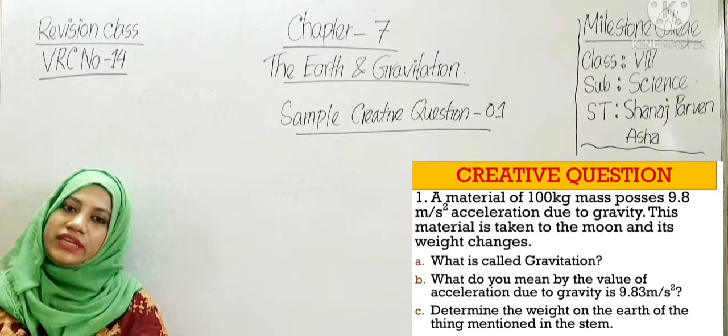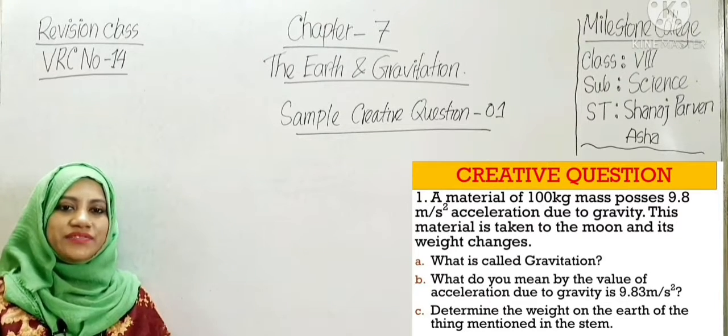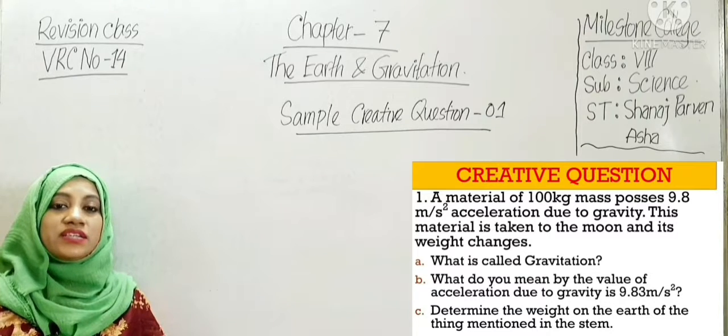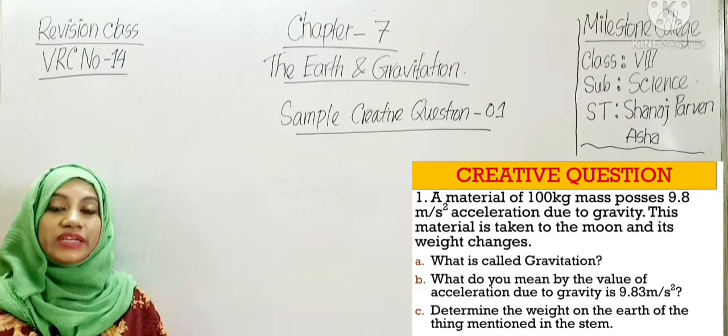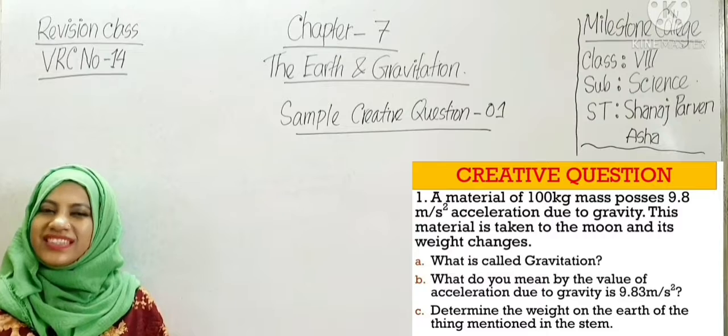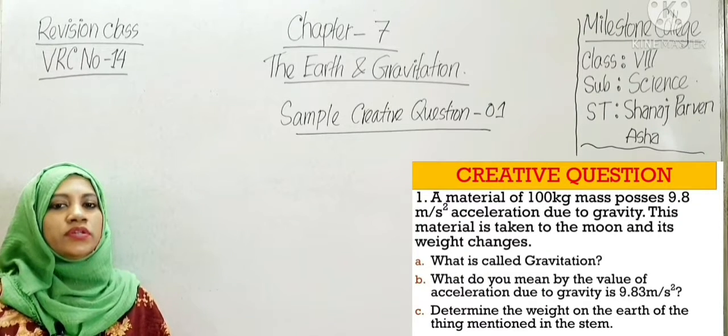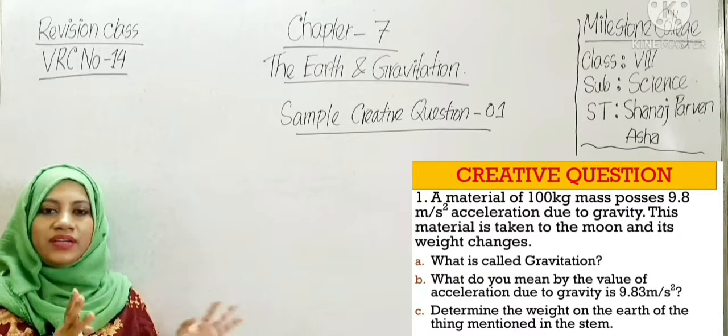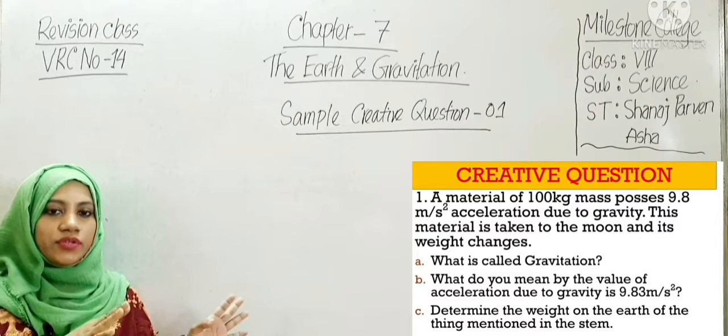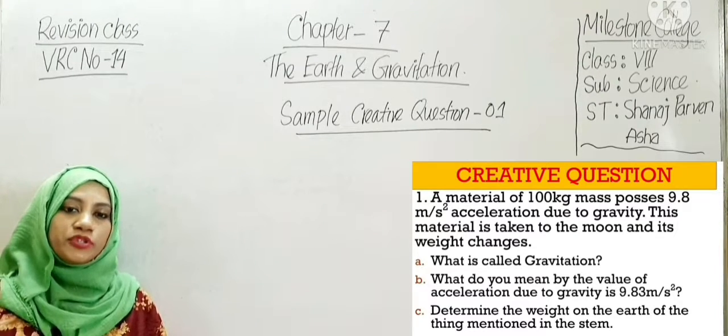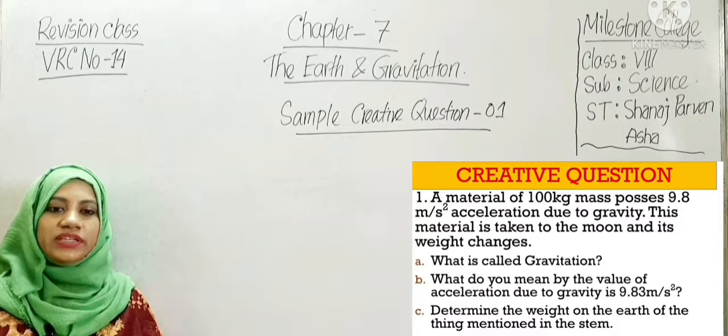It is given that its mass is 100 kg, and its acceleration due to gravity is given as 9.8, the standard one. Now, we will find out the weight by this. We can find out the weight by this. Why? Because we know that it equals mg and both are given here.